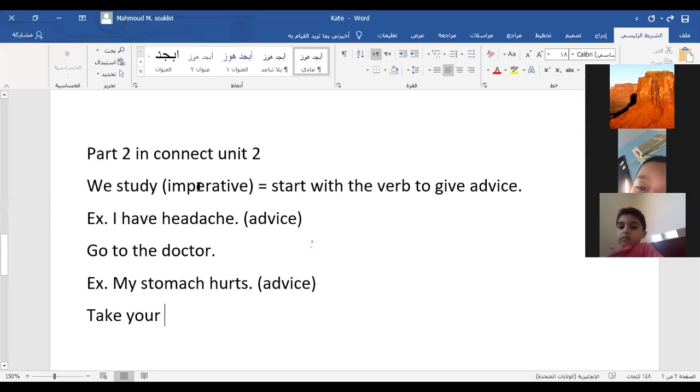So we start here in Unit 2, Part 2, about imperative. Imperative means we start with the verb. Why? Because we want to give advice. Someone has a problem and we give him advice. For example, I have a headache, give advice: go to the doctor. My stomach hurts, give advice: take your medicine.